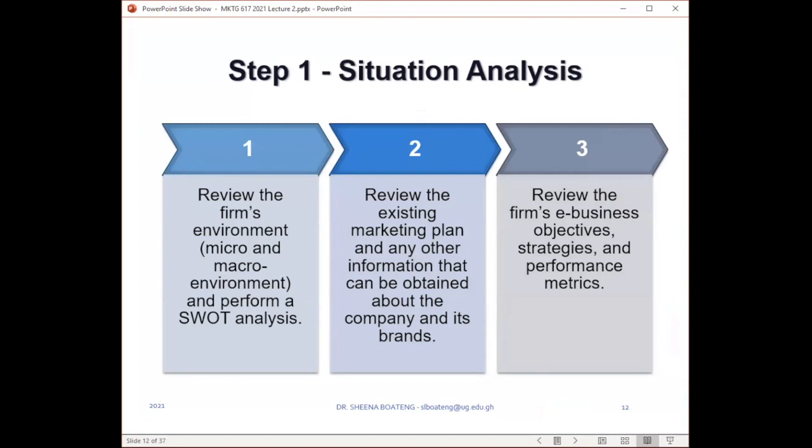When we perform a situation analysis, we are basically trying to ascertain what our situation is as an organization in relation to the micro and macro environment and the changes that are going on within this environment. At the same time, we are also looking at what we have to do in relation to the overall organizational marketing plan and the firm's overall e-business strategy, and how we can feed whatever we are developing into these overall plans and strategies. So in the situation analysis, there are three main stages that we go through.